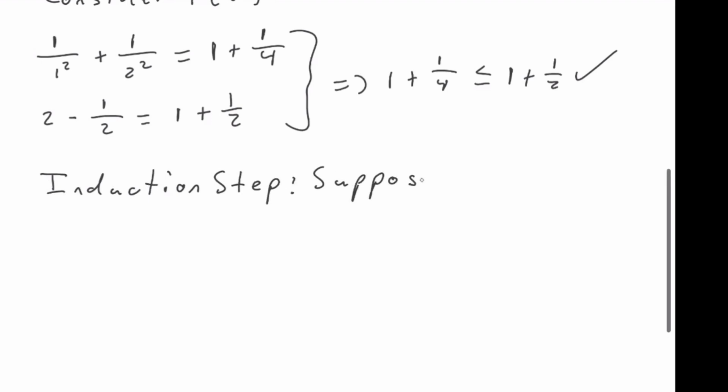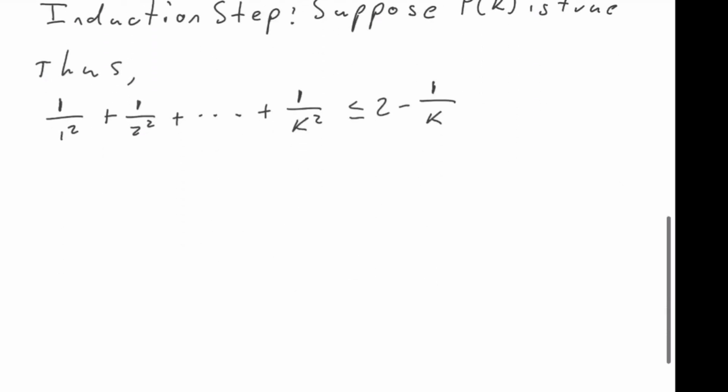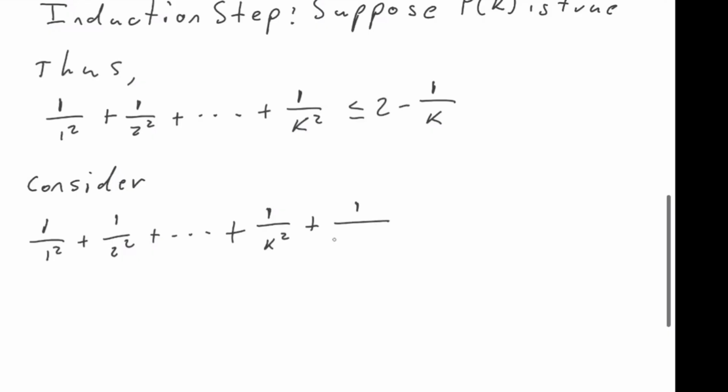Suppose P of k is true. Thus we have 1 over 1 squared plus 1 over 2 squared plus dot dot dot plus 1 over k squared is less than or equal to 2 minus 1 over k. So we're going to assume that, and we're going to consider 1 over 1 squared plus 1 over 2 squared plus dot dot dot plus 1 over k squared plus 1 over k plus 1 squared.